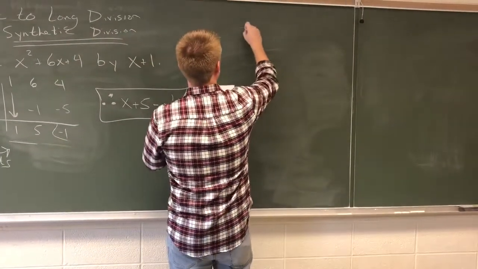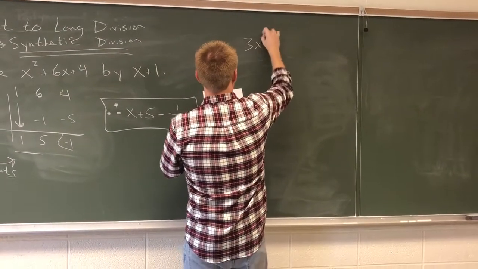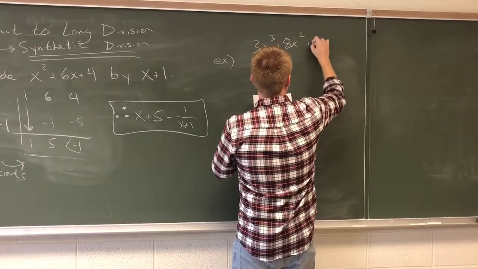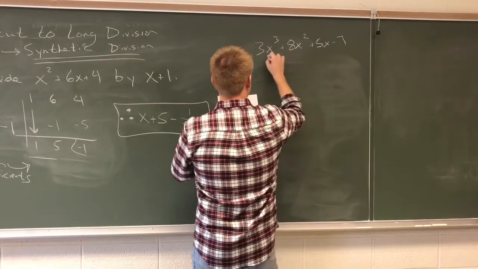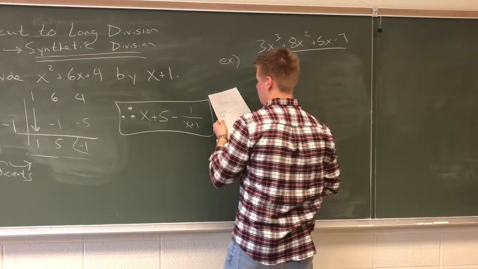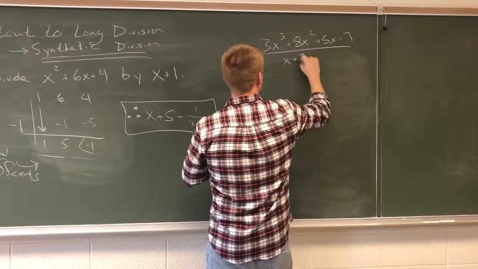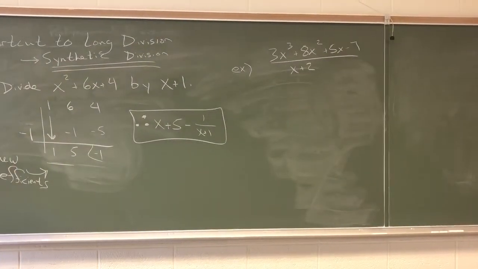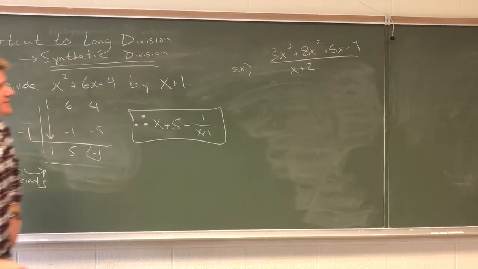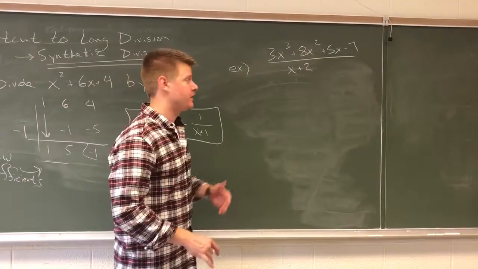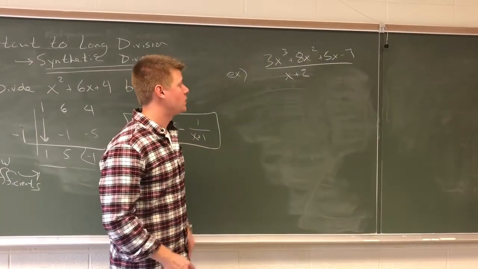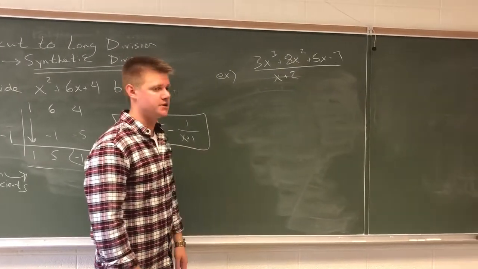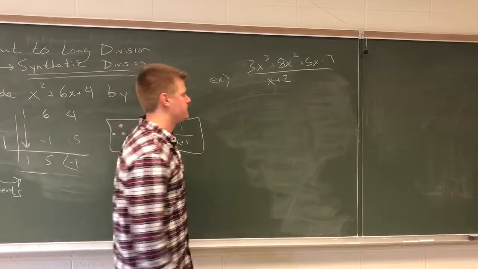We'll do this one: 3x to the third plus 8x squared plus 5x minus 7, divided by x plus 2. Okay. So once again, to set up, the exact same thing we did in the last one. If you felt good with the last one, try this one. It'll work very similarly. Pause it, see if you get to what I do at the end.